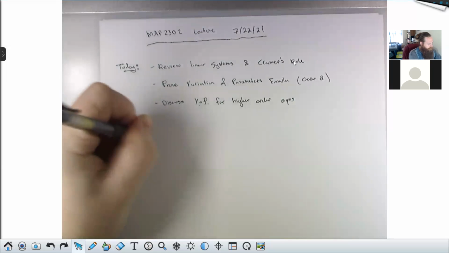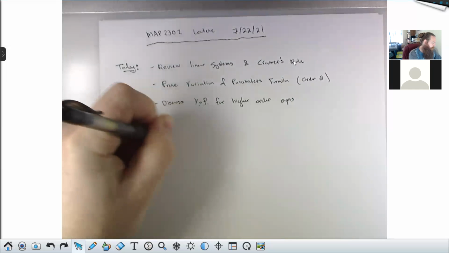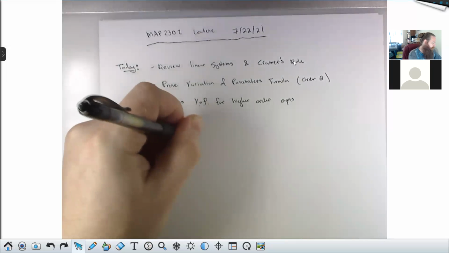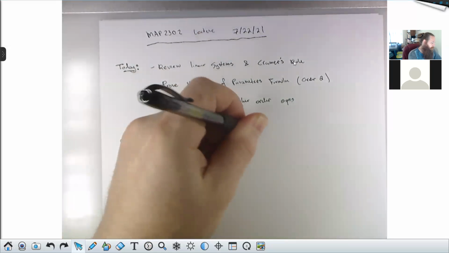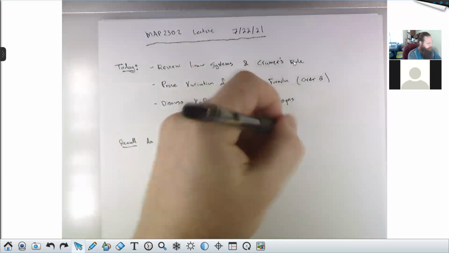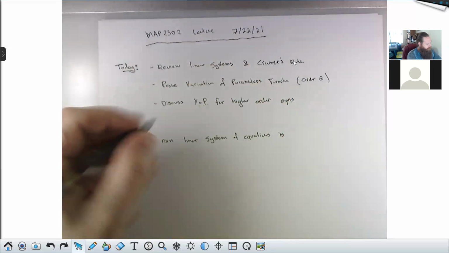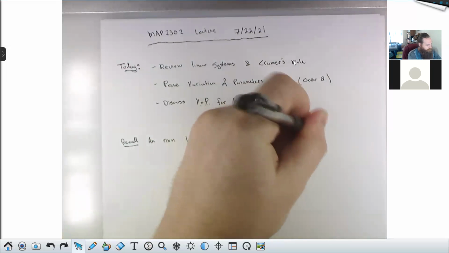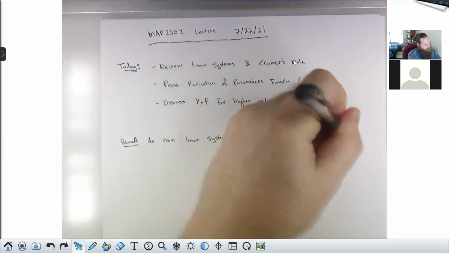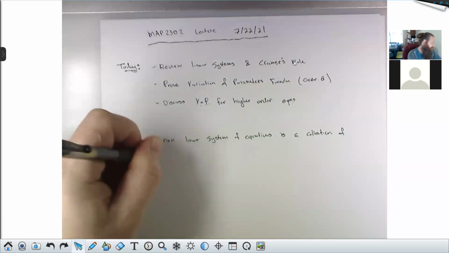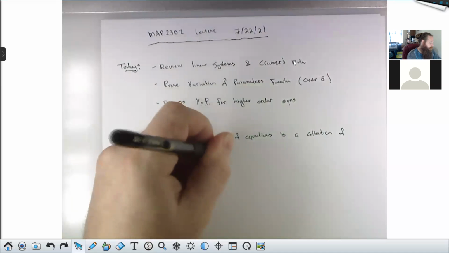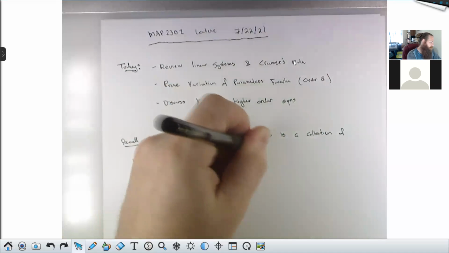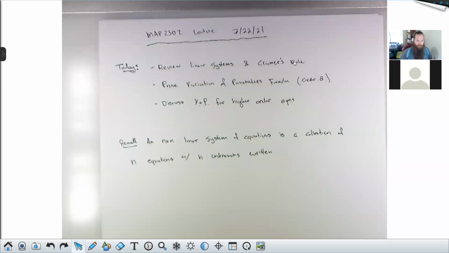Recall that an n by n linear system of equations is a collection of n equations with n unknowns written out. So this is going to look a little bit intimidating because I'm doing the full n by n thing. I'll look at a 2 by 2 case.